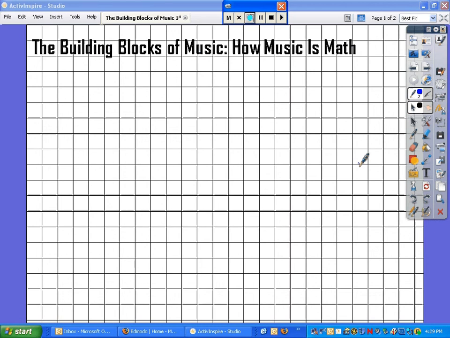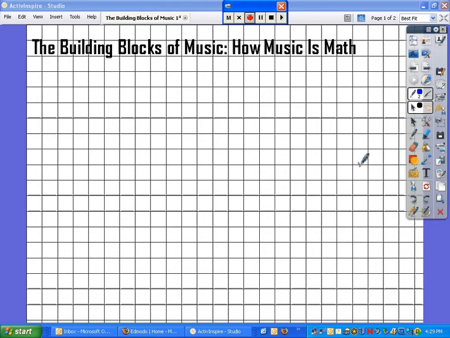All right, this is a lesson about the building blocks of music and how music is math. This is a lesson more geared toward guitar players, but it can be applied to just about anything. The bottom line is it gives you some background information on the most basic scales and modes, and also the relationship from one note to another, how they name chords, and the intervals between them.